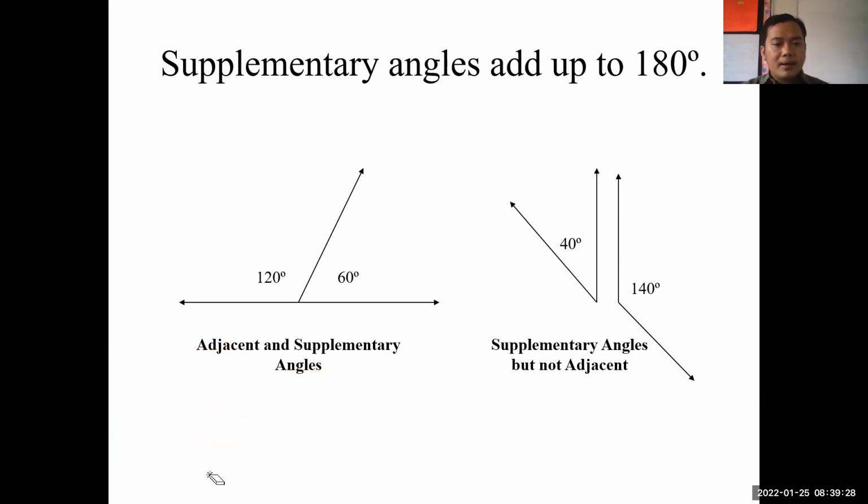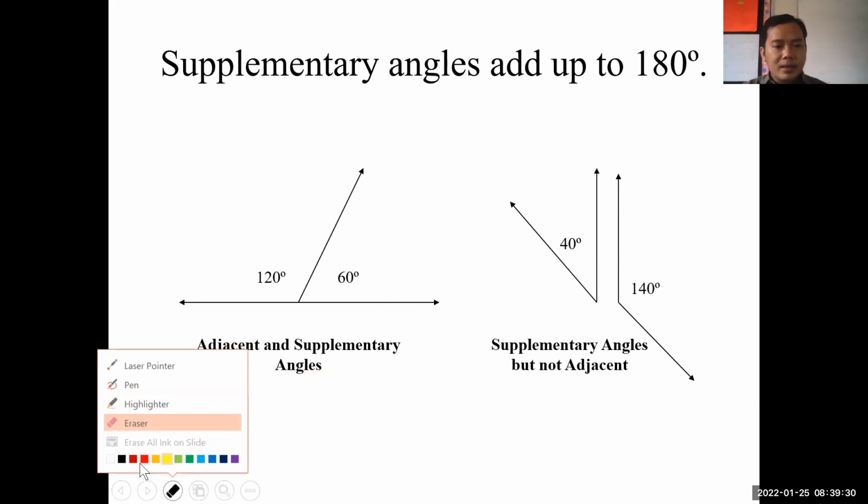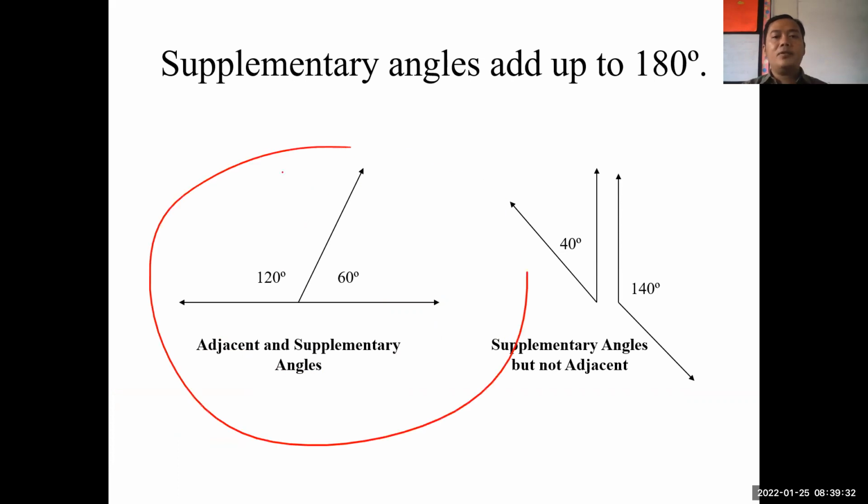Saya kan pengennya warna merah. Sebentar, saya ganti dulu. This guy over here, right? That 120 and 60 are adjacent angle, right? Adjacent angle. Why? Because they share a common ray. Which ray is it? This guy over here, right? That ray divides that 120 and 60. Ya kan? Dia persis di tengah-tengahnya 120 dan 60, membagi jadi dua. Ya, makanya kita sebutnya adjacent angle.